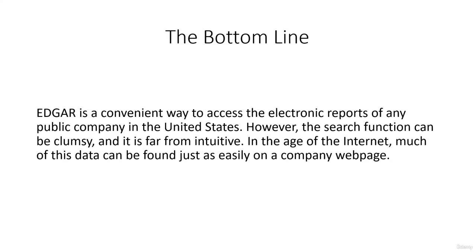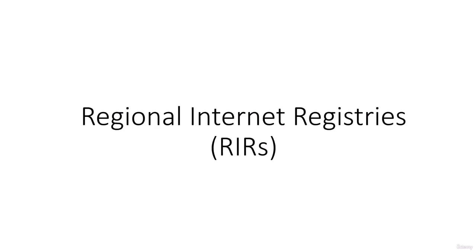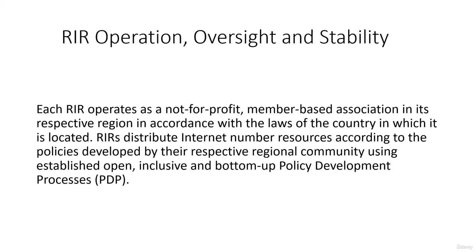Now let's talk about RIRs. RIR stands for Regional Internet Registry. There are 5 regional internet registries in the world. RIRs manage, distribute and register Internet number resources, which are IPv4 and IPv6, within their respective regions. Each RIR operates as a not-for-profit, member-based association in its respective region in accordance with the law of the country in which it is located.